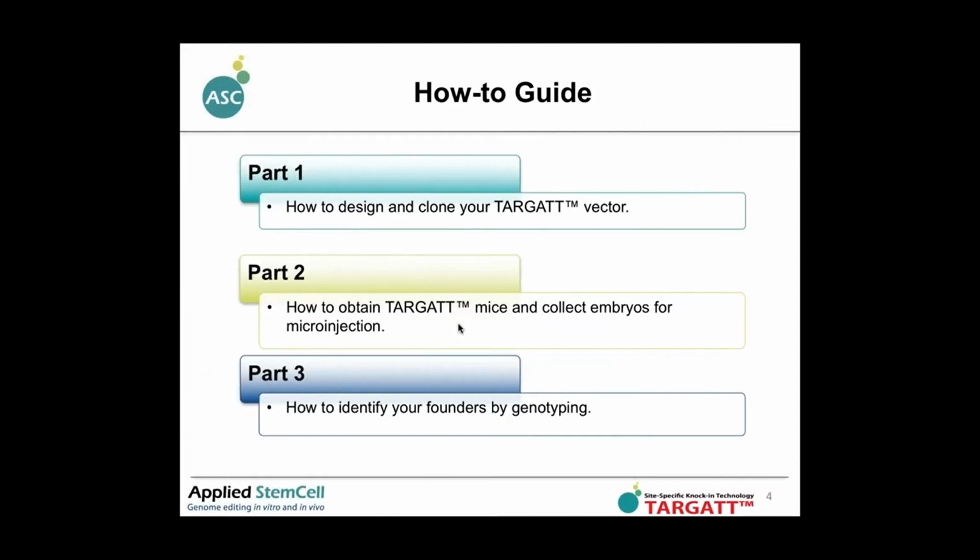Now, this how-to guide consists of 3 parts or 3 steps. Part 1 is on how to design and clone the target vector. Part 2 is on how to obtain target mice and collect embryos for pronuclear microinjection. And part 3 is to identify founders by genotyping.